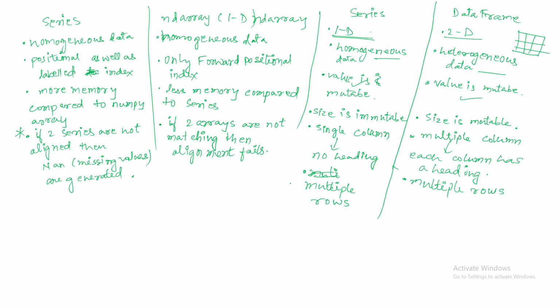Clear? Now here single column is required, so heading is not required, no heading. But here multiple columns, so how can we recognize each column? Through the heading. So that is why each column has a heading. Now multiple rows accepted. Here is also multiple rows.